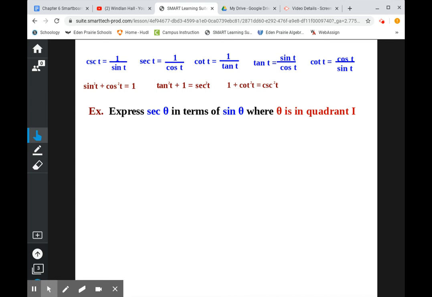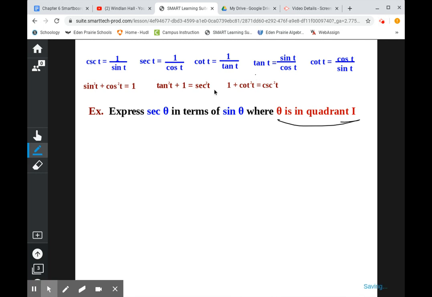Okay, here we go. It says express the secant theta in terms of the sine, where theta is in quadrant 1. They state this, meaning that the sign should be positive. So let's go into this. We're looking at the secant and trying to change it only in terms of the sine.